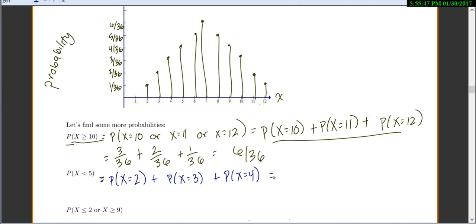And so again, just look up at your chart or your table, and we have a 1 out of 36, a 2 out of 36, or a 3 out of 36. Add those up and you get 6 out of 36 again.